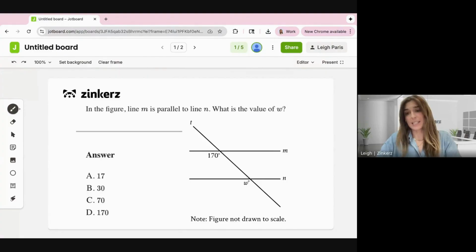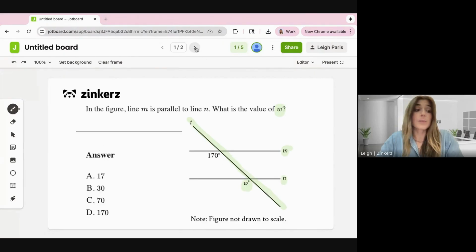Today we're going to look at an SAT problem that's talking about parallel lines cut by a transversal and what happens to the angle measured. The problem says in the figure, line M is parallel to N. Here's M, here's N. There's a transversal that they don't describe, so you're just supposed to notice there's a transversal that cuts these two parallel lines, and they want to know the value of W. W is an angle formed.